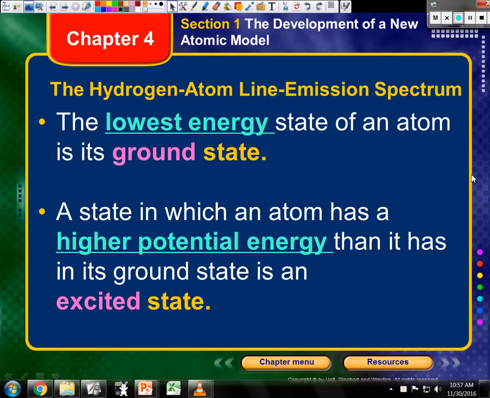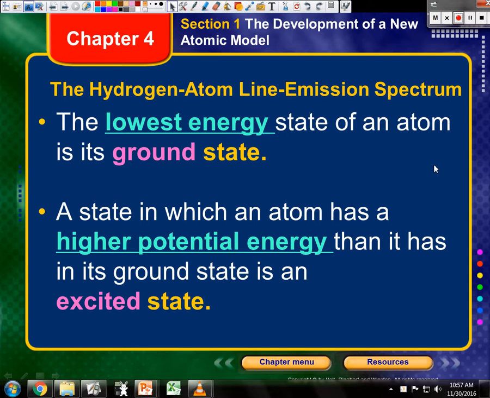Okay, so there's two words on this slide that I need you to understand. Yesterday we talked about how atoms exist in quantized states, and what that means is that they can only exist in certain levels. Okay, so what is that thing that is a specific amount of energy that can be gained or lost?